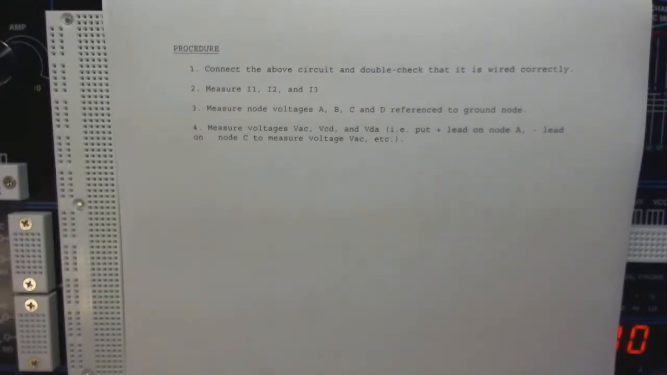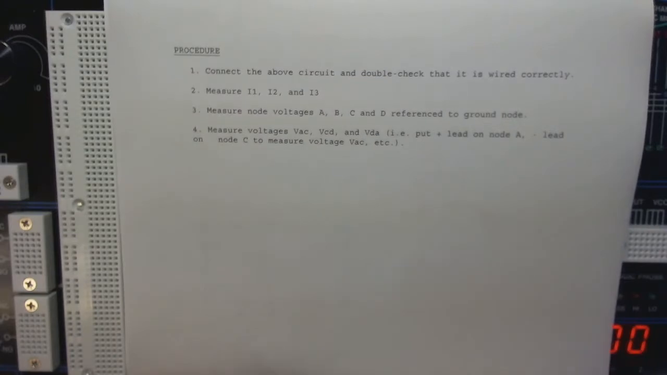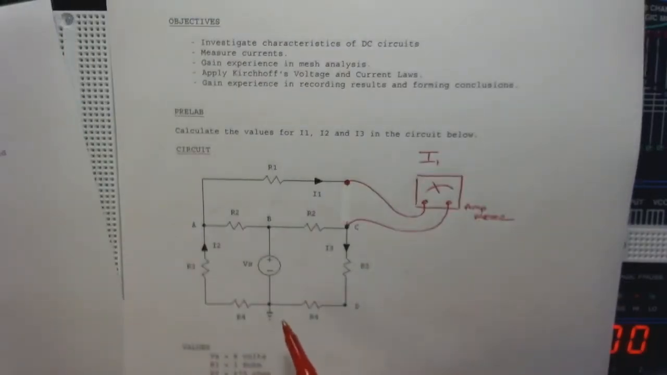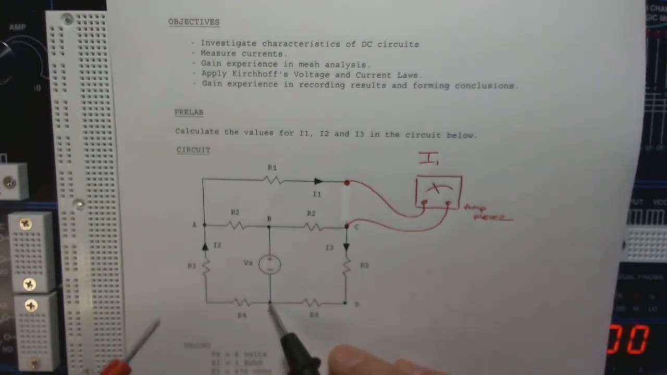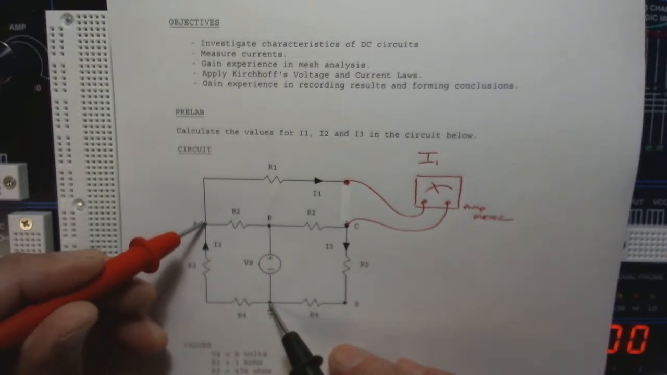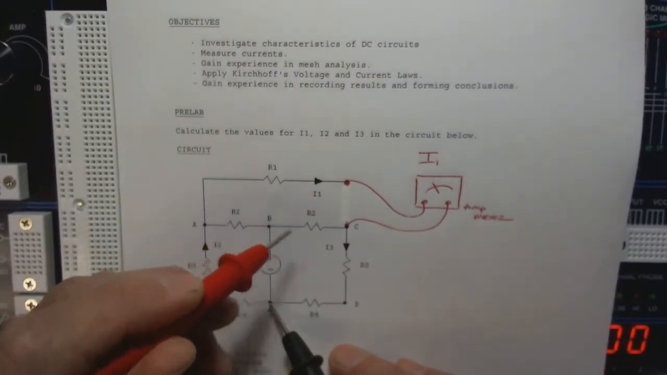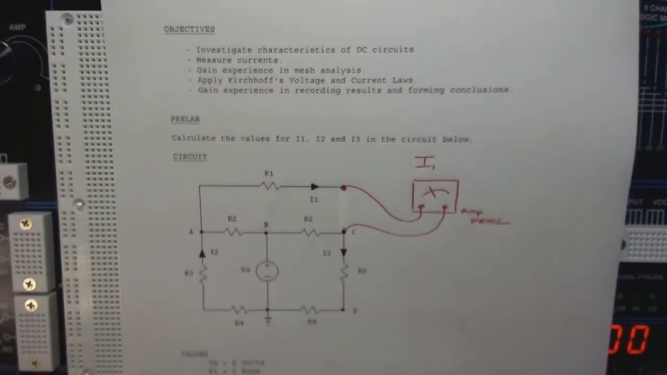And then measure node voltages A, B, C, and D with reference to ground. Okay, so I'll put one lead of the meter. Got a meter right here, should be able to do that. So I'll take the black lead here, put that at ground, and take the red lead. That's going to be the voltage at A. There's the voltage at B. There's the voltage at C, and so forth.